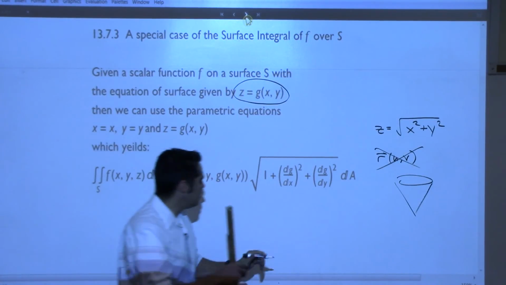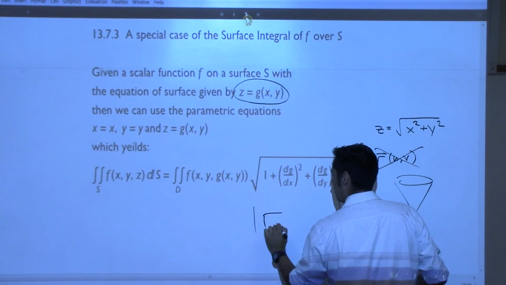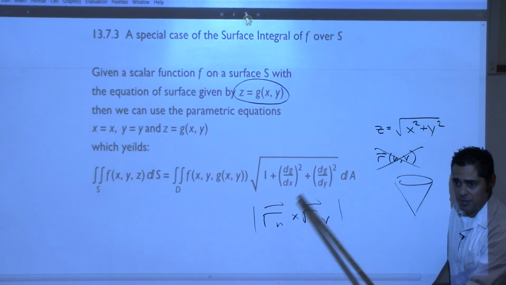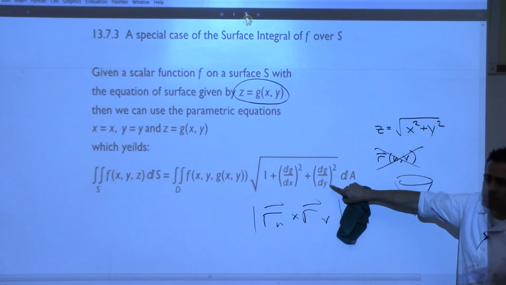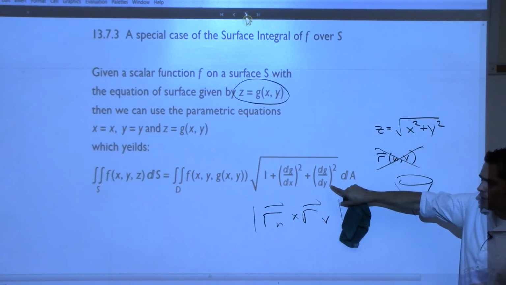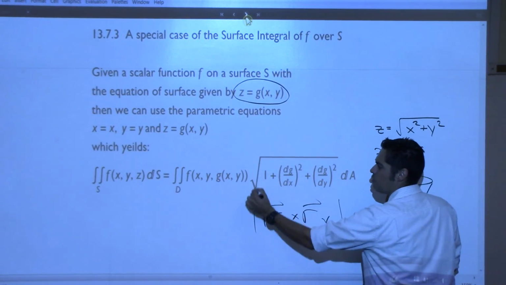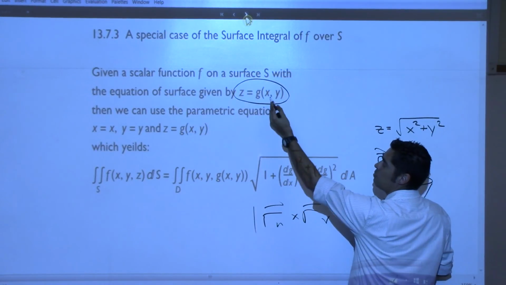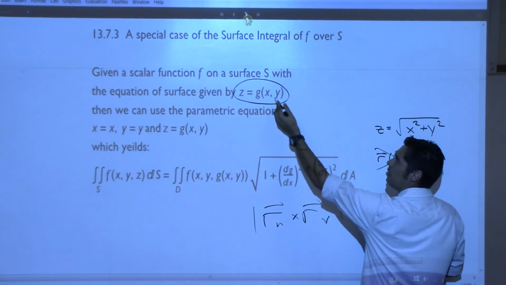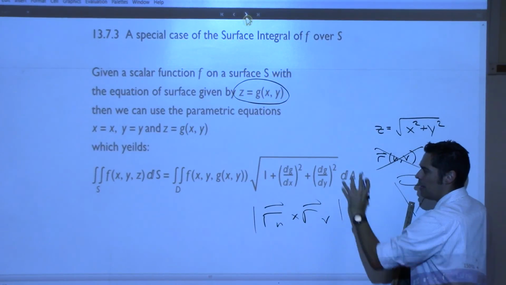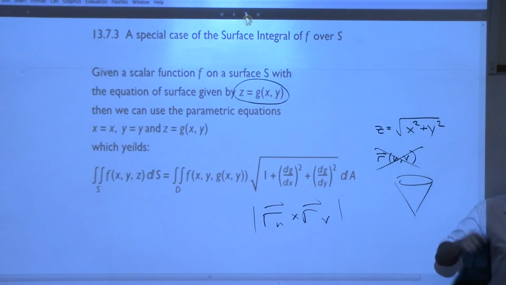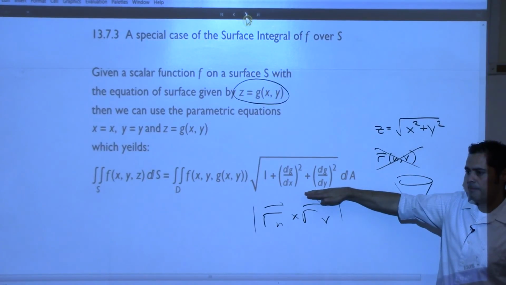But then the magnitude of the cross product, if you do the computation of this, will always turn out to be this. Okay, so let's just look at what this is. Magnitude square root, right? 1 plus the partial of this function with respect to x, the partial of this function with respect to y, square them both. And what this shortcut allows you to do is not have to compute the magnitude of the cross product of the derivatives, because it will always turn out to be this. Always.